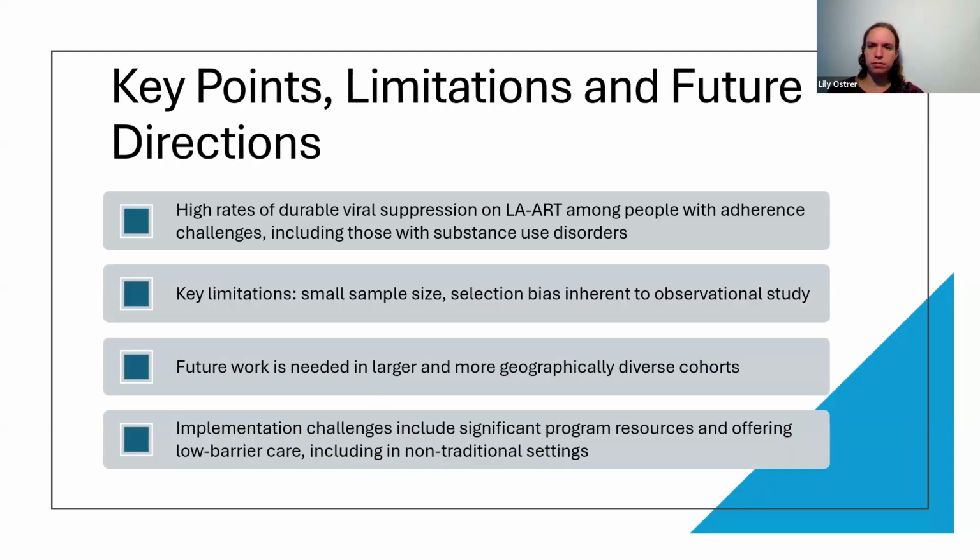So, some key points and ideas for future directions of this work. We showed high rates of durable viral suppression on long-acting ART among people with adherence challenges, including those with substance use disorders. But this was a relatively small sample size, and there's also selection bias inherent to an observational study, though our study did seem to include a significant number of people with both substance use disorders and other significant barriers to engaging in treatment. Future work is needed in larger and more geographically diverse cohorts.